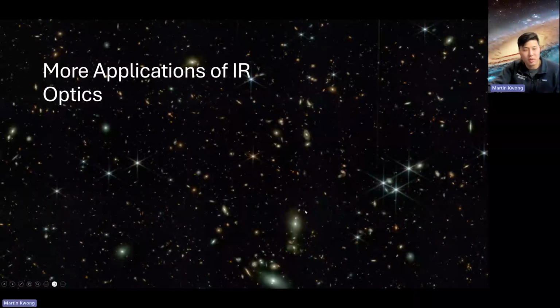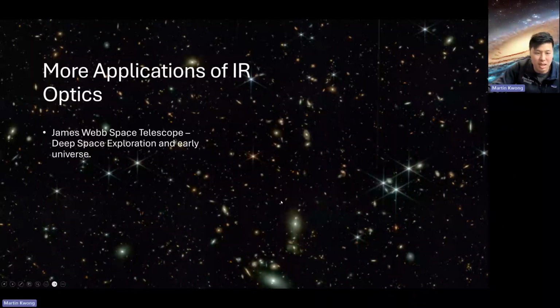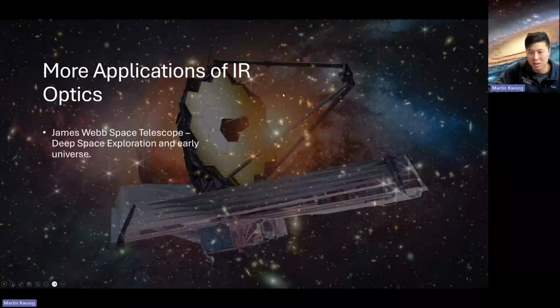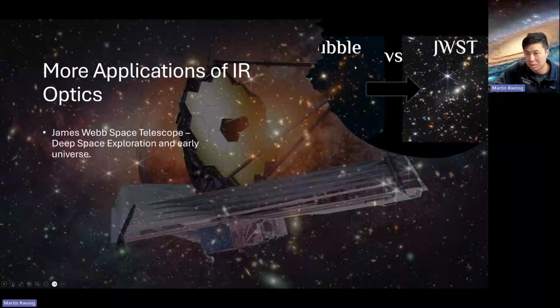The more applications of infrared optics: the James Webb Telescope, deep space exploration and observation. Here we have it with the gold mirrors. Our company actually was part of the design of these gold mirrors. And from Hubble to James Webb, as you can see, there's much more clarity and also detail.